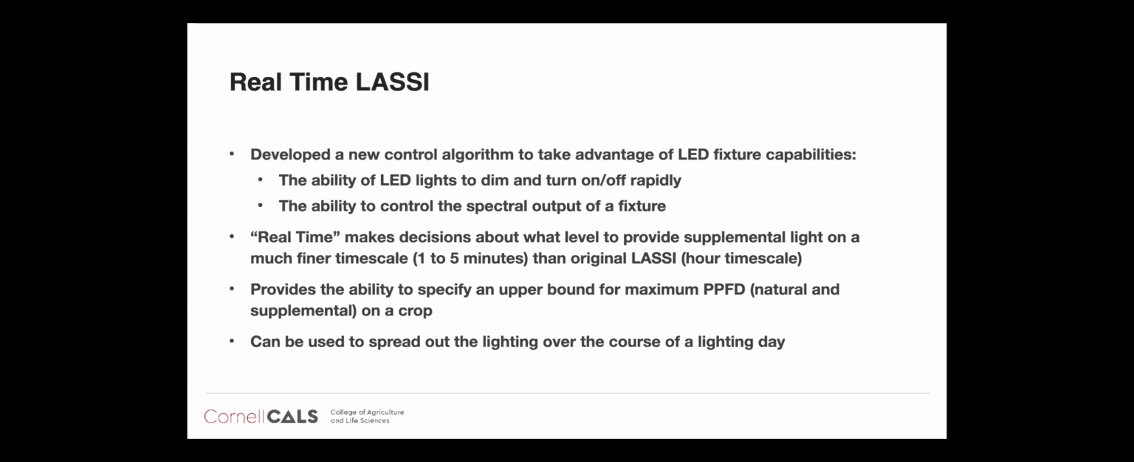So these capabilities really improve the ability and things that we can do with our lighting control algorithms. So what we're calling real time, we make decisions instead of every hour on maybe a minute or a 5-minute basis. And so we can adapt to changes in light much more rapidly.